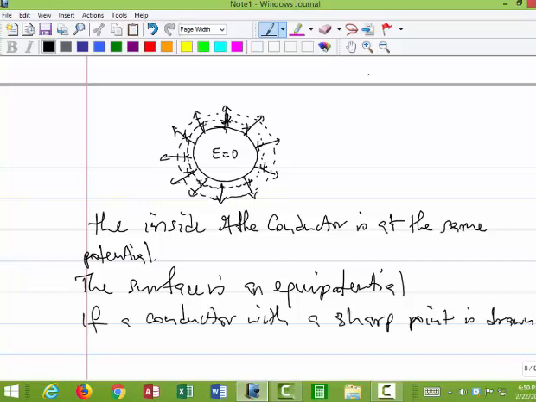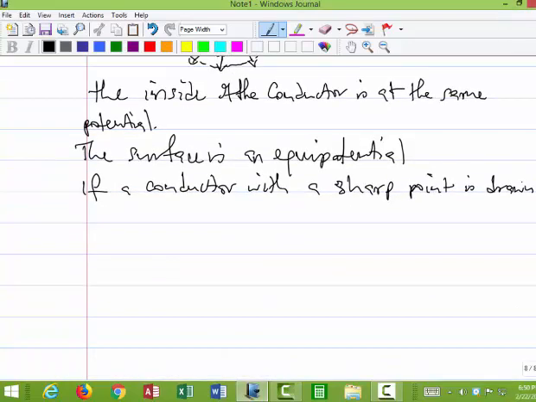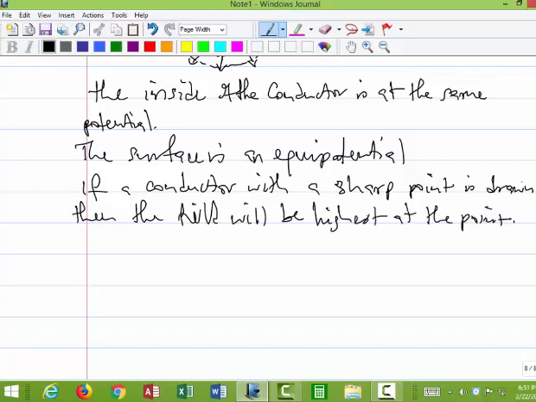So if we have a conductor with a sharp point, where we are saying that there are charges on the surface of the conductor, then the field will be highest at the sharp point. For example, if we drew something like this, it had a point over there. These are all potential lines, these are all charges. So there's going to be a density of charges at the surface which will be higher than at other places. You will see that the field lines are going to be longer here, like that. So the field is going to be strongest at the point there.